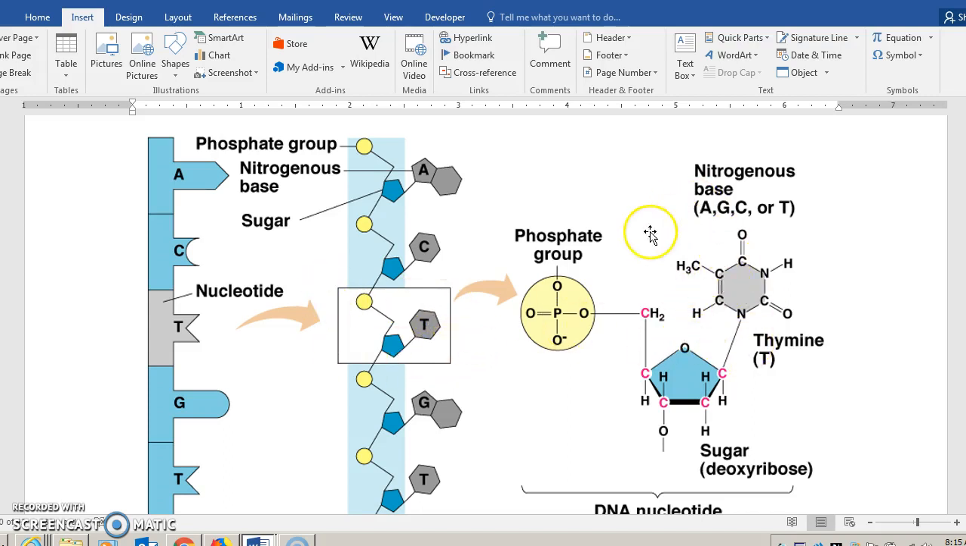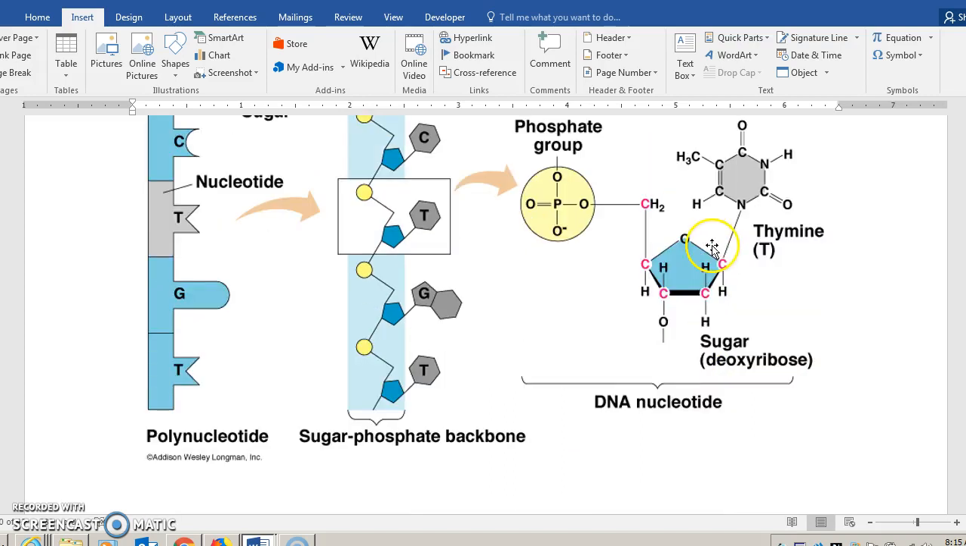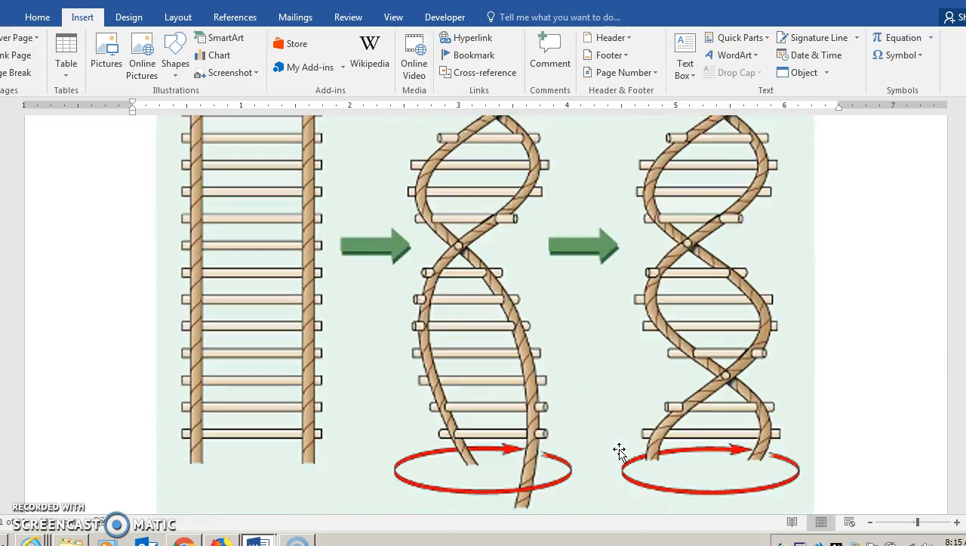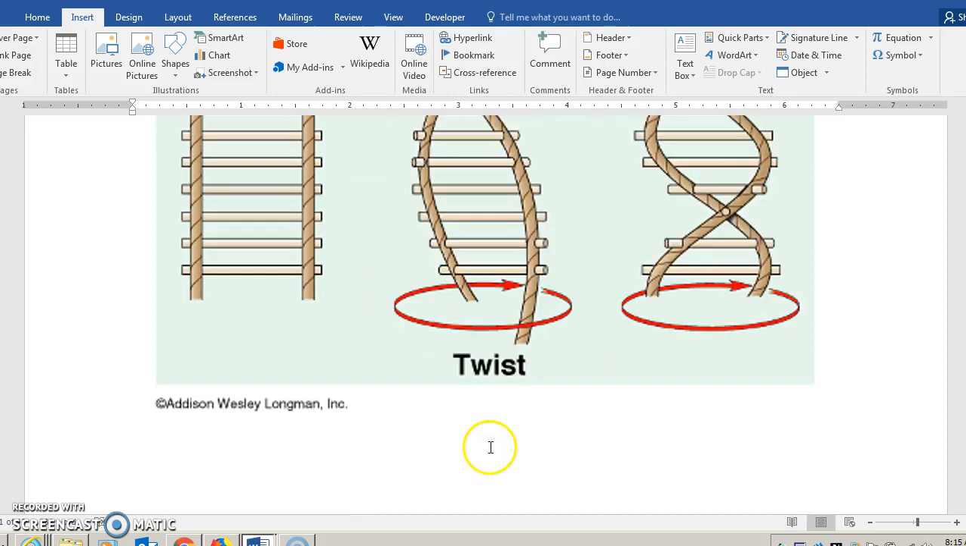And over here, they show a specific nucleotide: phosphate group, the sugar, and the nitrogenous base. It happens to be thymine. The nitrogenous base could be any one of the four. But this unit right here is called the nucleotide. And keep in mind that the DNA molecule is a double-stranded helix.